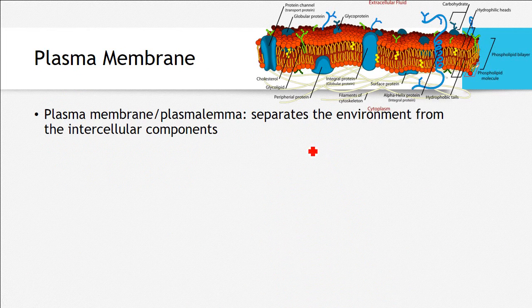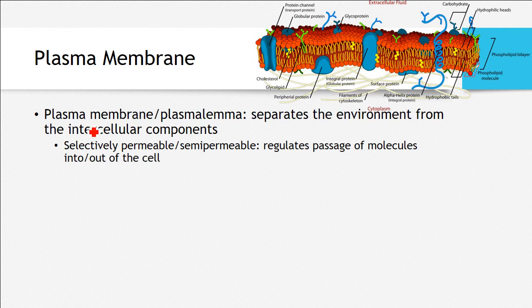The plasma membrane has different components to it. It has the selectively permeable or semi-permeable aspect of it. And what that means is that it is very specific in what goes into the cell or out of the cell. It doesn't allow just anything to come in or go out. It's very selective, and that's why it helps regulate what comes in and out of the cell.